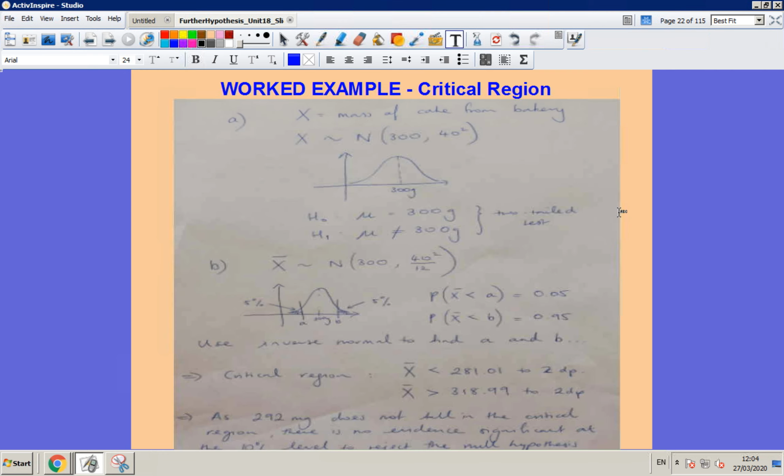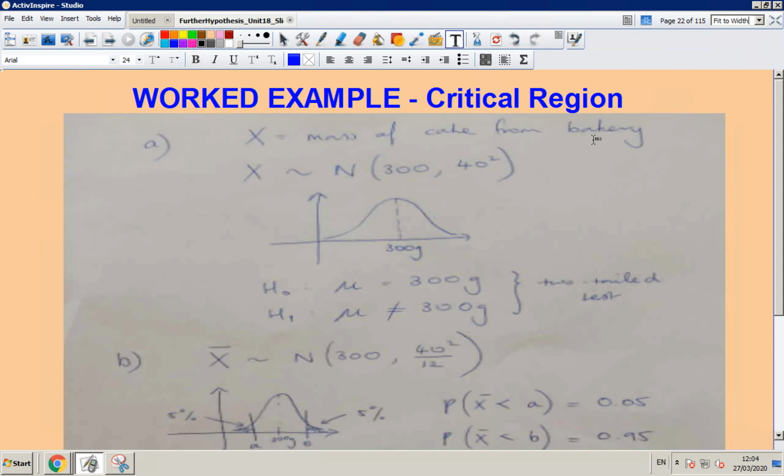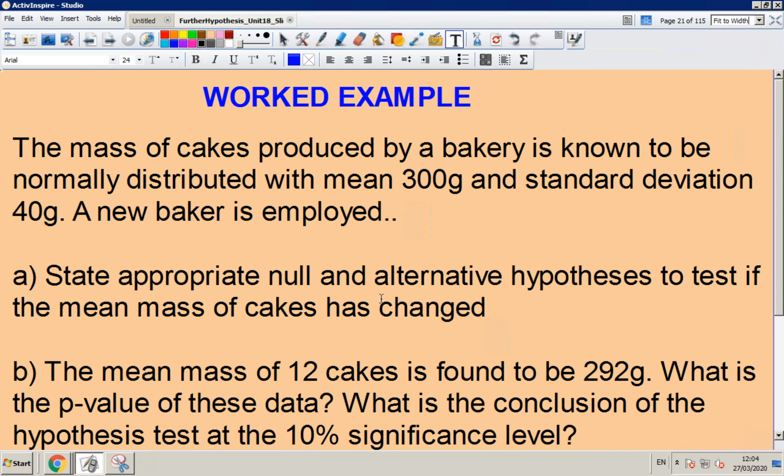So our two options for our two hypotheses are that either the mean is equal to 300 grams, okay, so that's our status quo option, or the mean is not equal to 300 grams. So we're interested in a two-tailed test here, because we're interested in whether the mean is not equal to 300 grams. Alright, so a new baker is employed, and the mean mass of 12 cakes is found to be 292 grams.